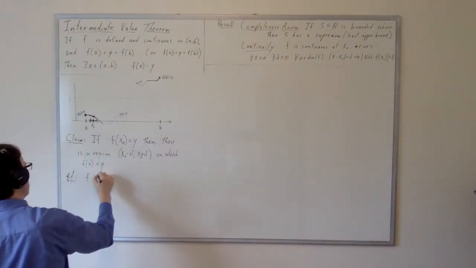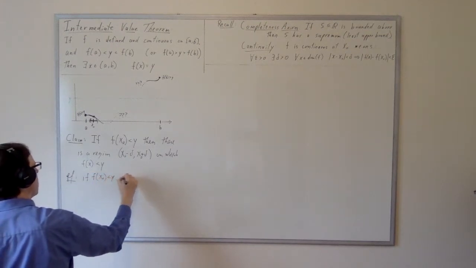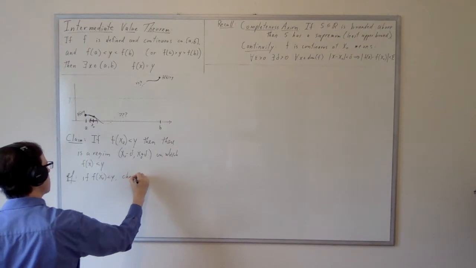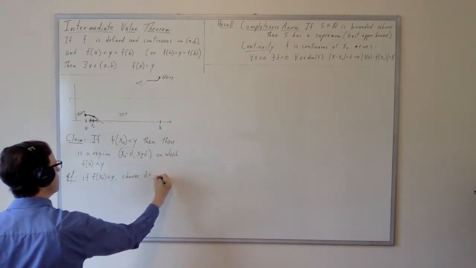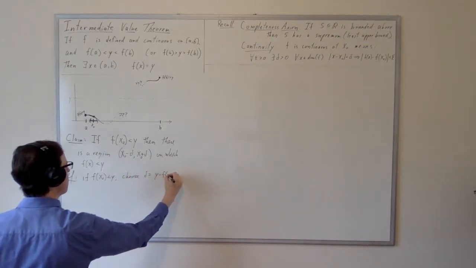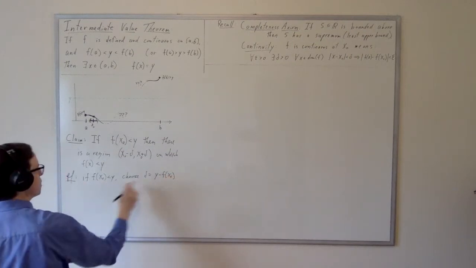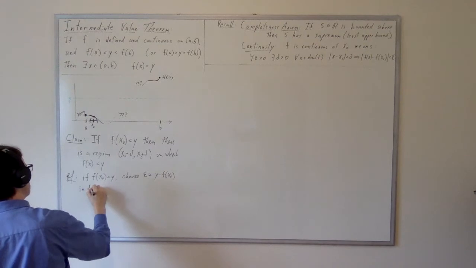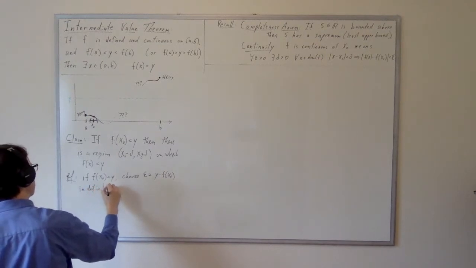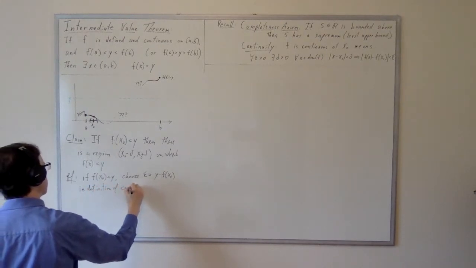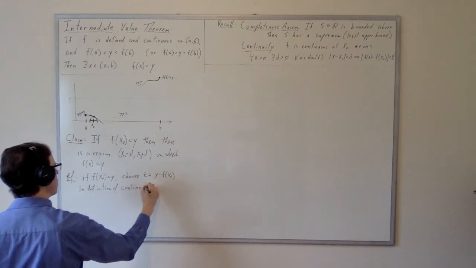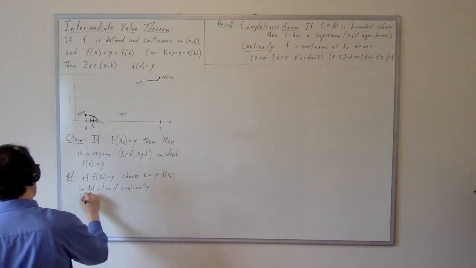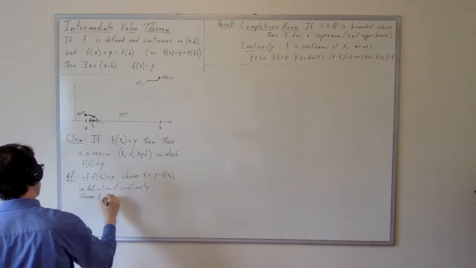So if f of x naught is less than y, then choose delta to be y minus f of x naught. Sorry, that's not delta. Choose epsilon to be that in the definition of continuity. And then, having that epsilon in mind, we choose a delta for epsilon.